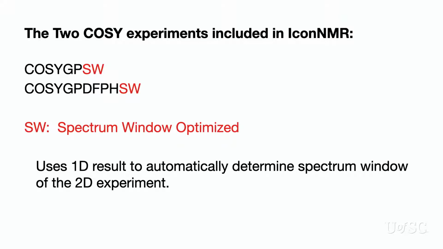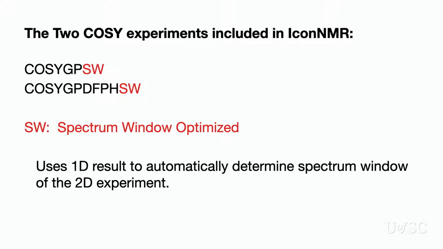The SW means that the experiments will examine the 1D proton results and optimize the spectrum window to include the area where the software finds peaks. This is successful most of the time. However, there will be examples when very small peaks of interest are missed and the collected 2D window is too narrow. There will also be cases that are less problematic where the window is too large. If this happens to you, please see the staff and we will show you how to run experiments that do not attempt to optimize the window.